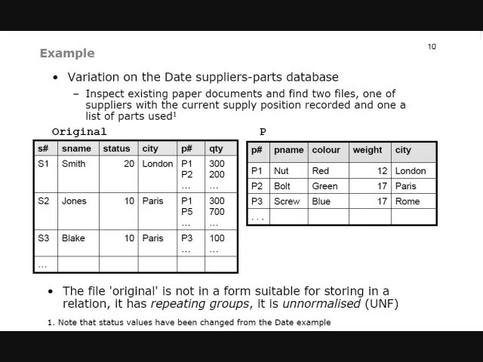Could this fit the relational model? Could I store this information in a relational model? No, because why couldn't I put that into a relation? What is the problem that I have? I have S1, Smith, 20, London, and then I have P1, 300, P2. Why couldn't I put that in the relational model?